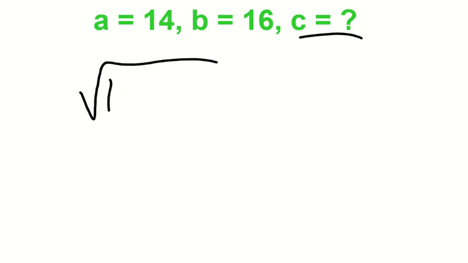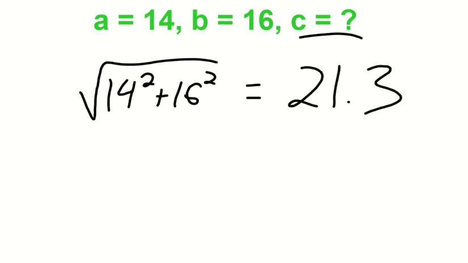So you have the square root of 14 squared plus 16 squared. When we're trying to find the hypotenuse, the order on the legs doesn't really matter. You can put the bigger number first or second. If you want to just get in the habit of always putting the bigger number first, that's fine. You could do that. You get about 21.3 when you round. Most of the time, you'll see them rounded to the nearest tenth. Any questions on that?